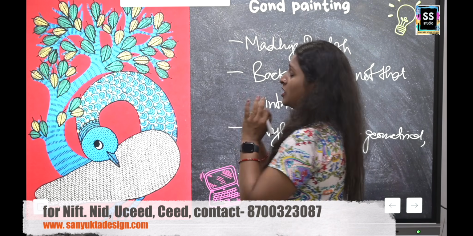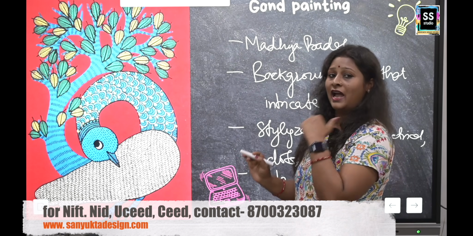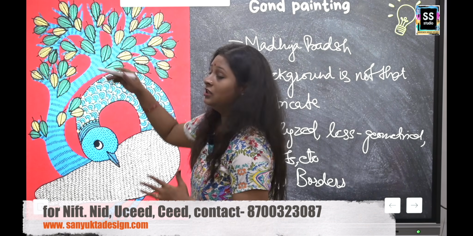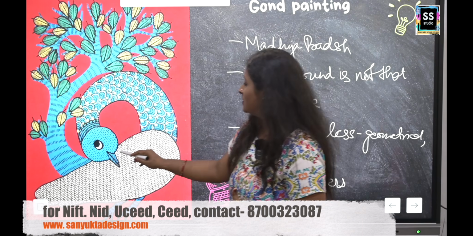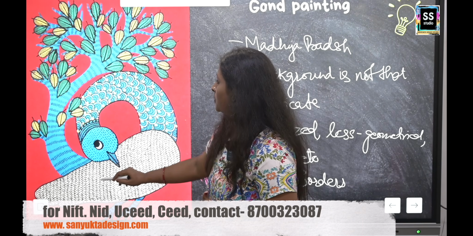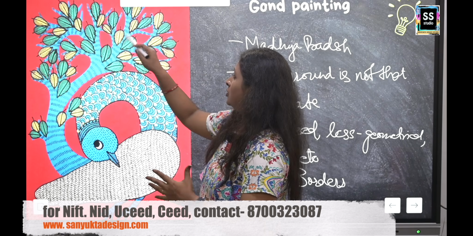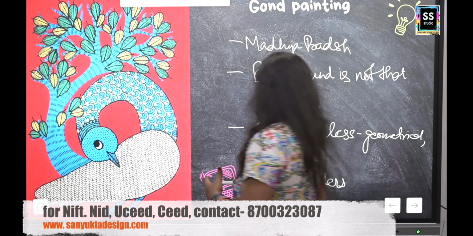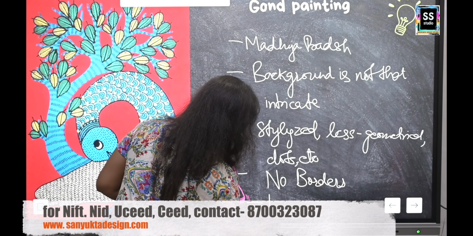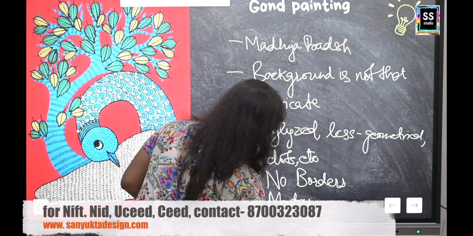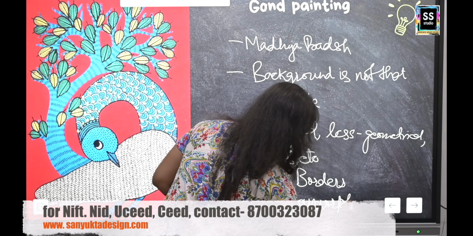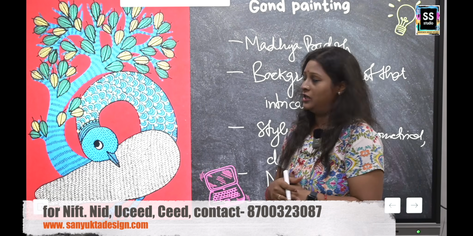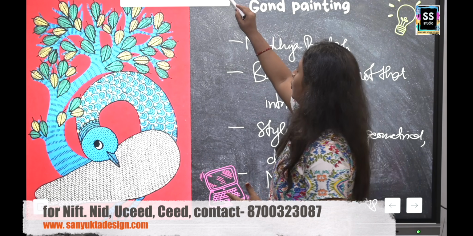Plus there is one major feature in Goon painting and we are not going to find in Madhubani, and that is the transformation, the metamorphosis of the shapes. Now you can see the image of this bird and the feathers, the tail of this bird has been transformed into the tree. So you are going to find metamorphosis, which you are not going to find in any of the art forms of India. So yes, that was all about your Goon painting.